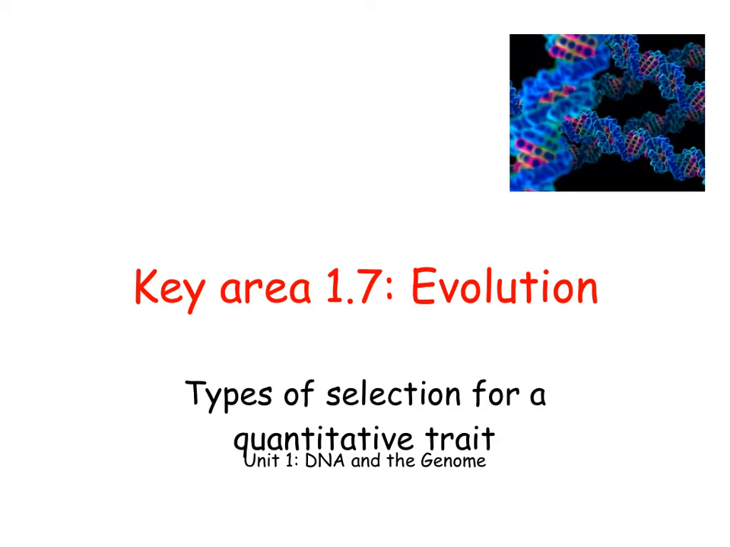This is the third video on the key area on evolution, and I did say that you were going to have 4 videos, but I think actually you might have 5, because I think I might split up one of the other ones a wee bit more. But anyway, this video here, the title is types of selection for a quantitative trait.